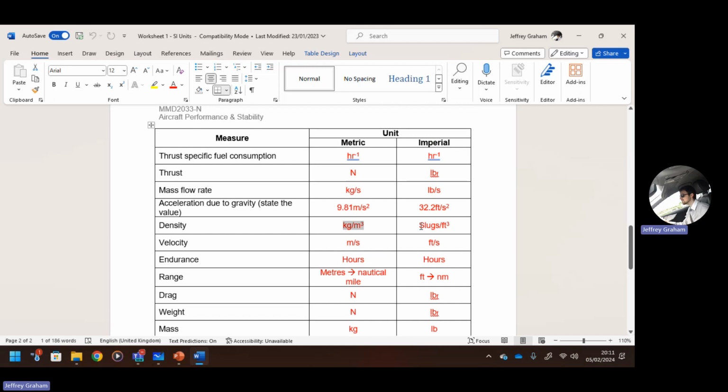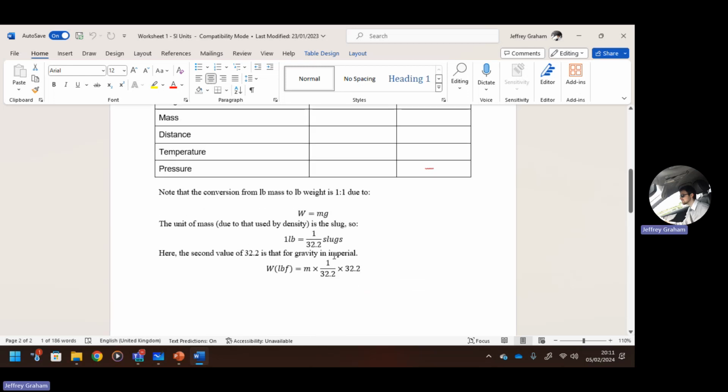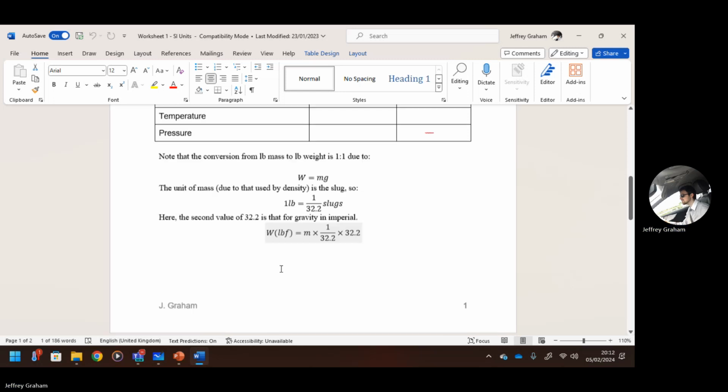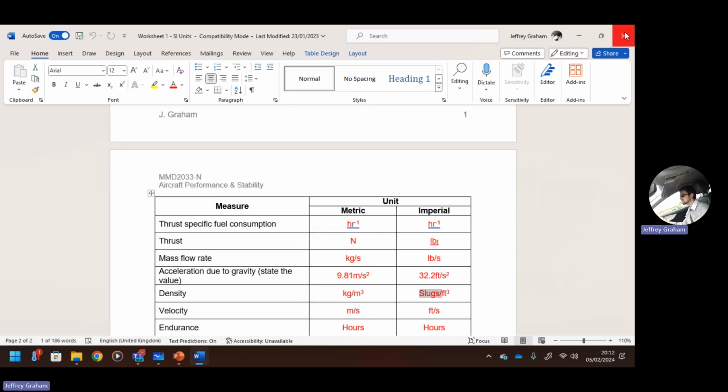But in imperial, it's not pounds per feet cubed as you'd expect. We introduce something called a slug. You can see up here, if we do mass times gravity, we would be doing mass times 32.2 in the imperial system. But to make our life easier, there's a conversion of pounds to slugs, which is also a ratio or the inverse of 32.2. So these two effectively cancel out. And the reason we're working in slugs is now that one pound of mass ends up being one pound of force. Right, so that quickly covers the units. You need to make yourself very familiar with them.